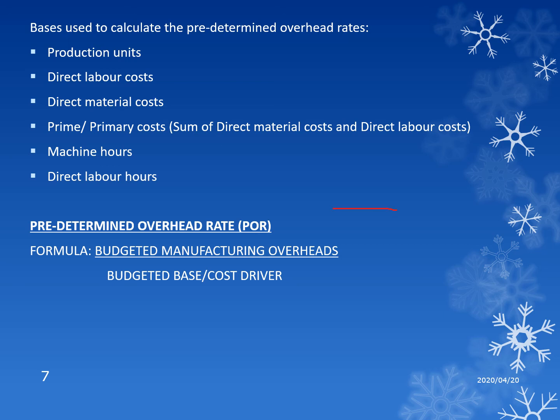And the formula to calculate POR is there. It's budgeted manufacturing overheads divided by the budgeted cost driver or budgeted base. These are the bases. Base number 1 is the number of units estimated to be produced. Number 2, labor cost. Number 3, material. Number 4, prime cost, which is the sum of material and labor. Number 5, machine hours. Number 6, labor hours. Any of these can be used to calculate the POR.